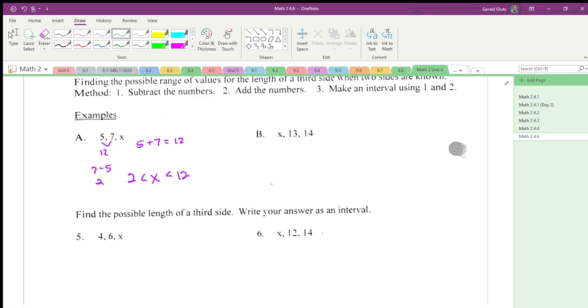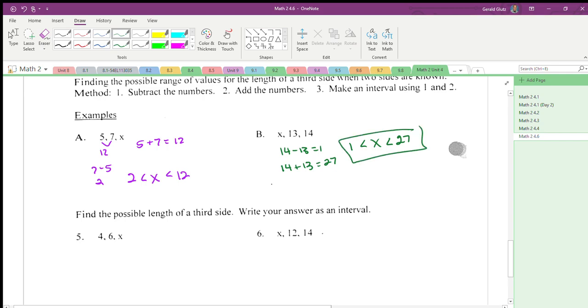So then, let's see. 14 minus 13 is equal to 1. 14 plus 13 is equal to 27, so that means x has to be in between. So x is greater than 1, x is less than 27. So that's how I say x is in between 1 and 27. Again, it cannot equal 1, cannot equal 27, but anywhere in between will be good.